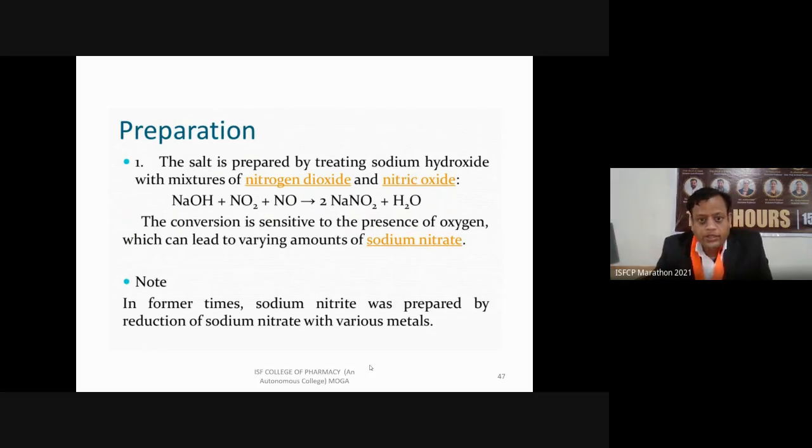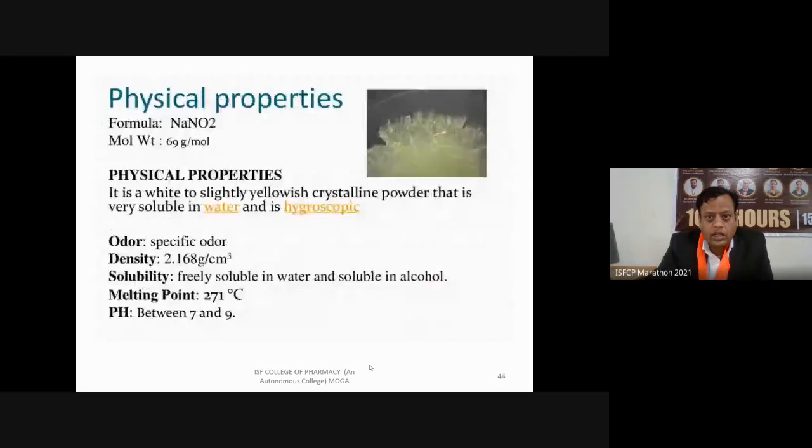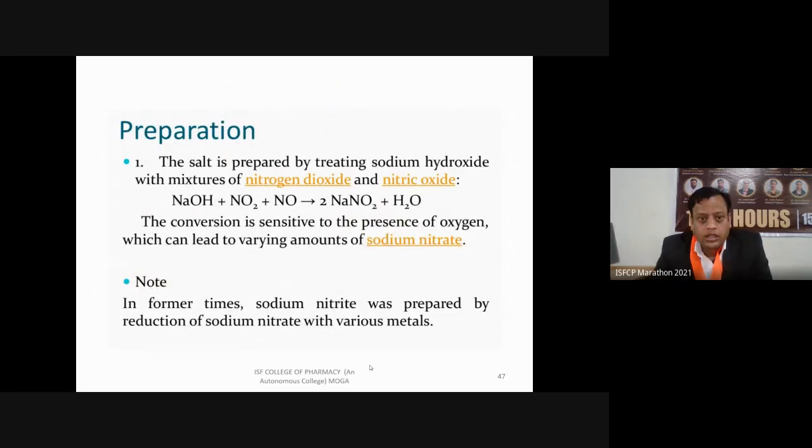So preparation: how sodium nitrite can be prepared. The salt is prepared by treating sodium hydroxide with mixtures of nitrogen dioxide and nitric oxide. So sodium nitrite is prepared by the reaction of sodium hydroxide with nitrogen dioxide and nitric oxide, and we get sodium nitrite with the release of water. The conversion is sensitive to the presence of oxygen, which can lead to varying amounts of sodium nitrite. So the oxygen can interfere with the reaction and the amount of sodium nitrite.